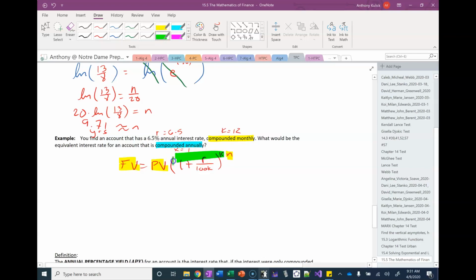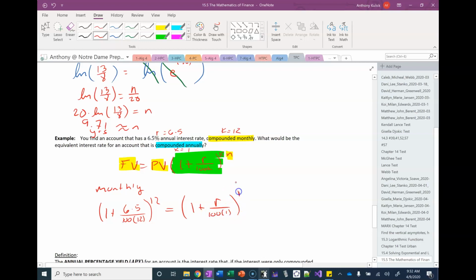What we want to do is look at just this part. So if we are monthly at 6.5%, we have this. And we want to find an equivalent interest rate. So that's going to be R, compounded annually. So this is what we want to solve. Okay? So we're solving this for R.